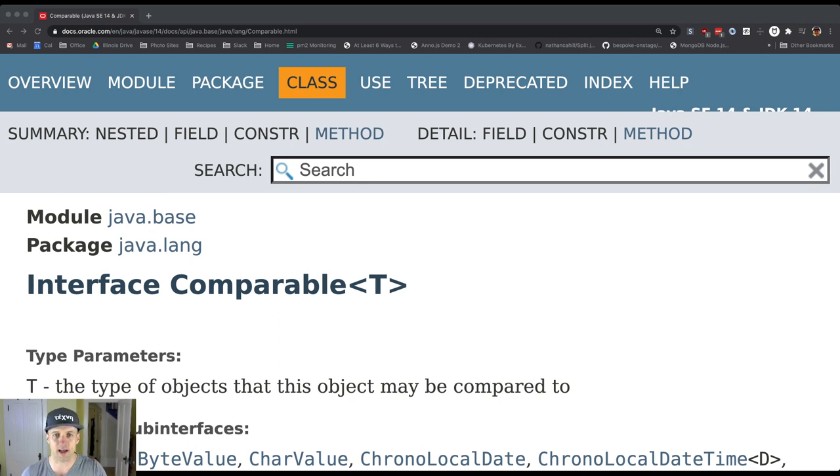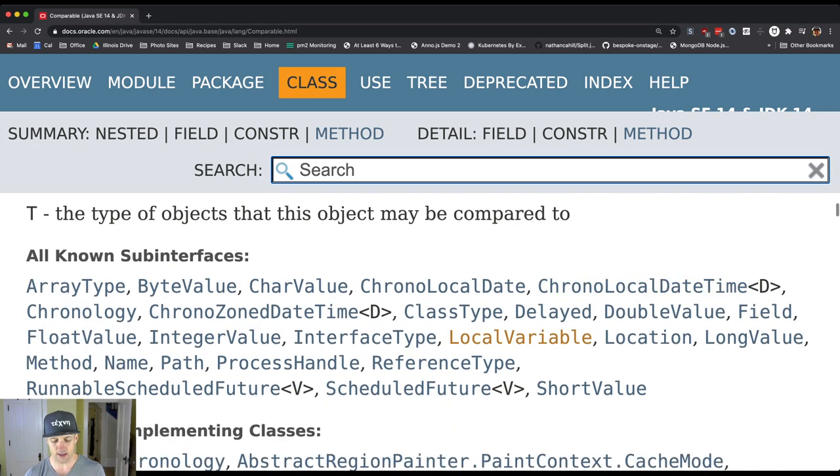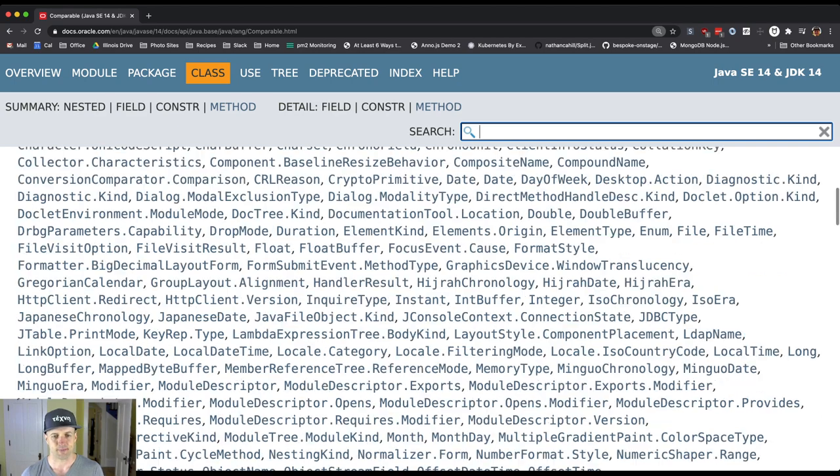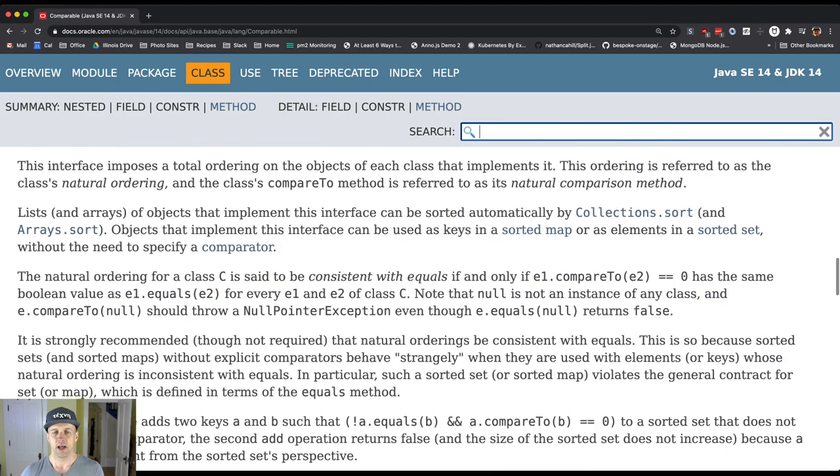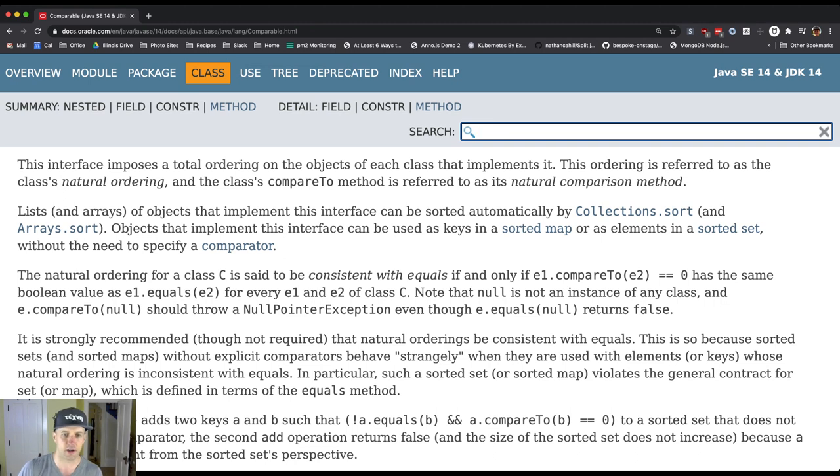So we're going to look at Comparable. It's our favorite. And so here we go. There are all these different classes that already implement Comparable. And then we look at the actual documentation here, and this is the contract. This is the agreement. What we're going to see in a minute is this is so important because there's a huge number of classes that implement Comparable, and a huge number of classes that use Comparable.